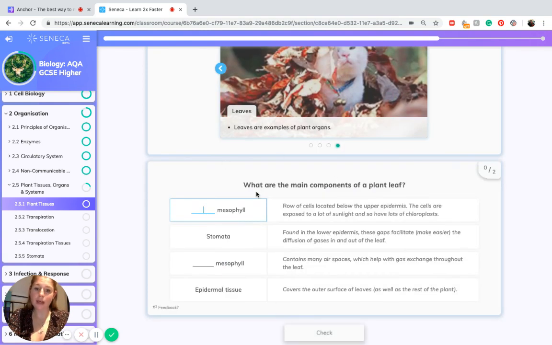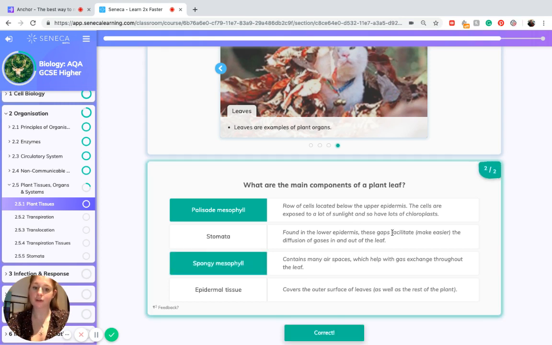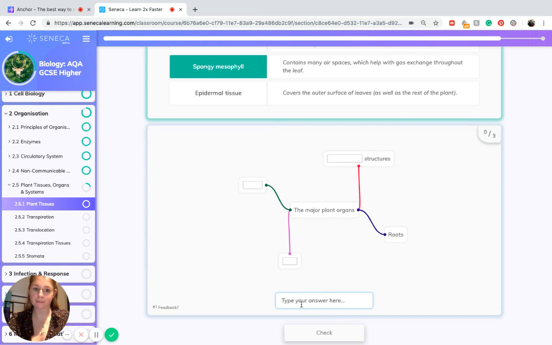So let's just quickly recap again on those main components of the plant leaf. We've got the epidermal tissue, which covers the outer surface. We've got the palisade mesophyll, which are the rows of cells under the upper epidermis. The stomata, which allow the diffusion of gases in and out. And the spongy mesophyll with many air spaces. And then just finally again to recap on those major plant organs, we've got the roots, the reproductive structures, the stem, and the leaves.